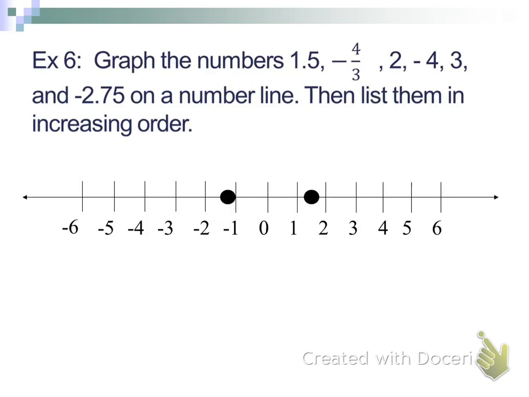+2, that's an easy one. Then the -4, so just left 4 spaces if you're starting at 0 each time. +3. And -2.75. So would that be closer to the -3 or the -2? -3. Yeah, a little closer.